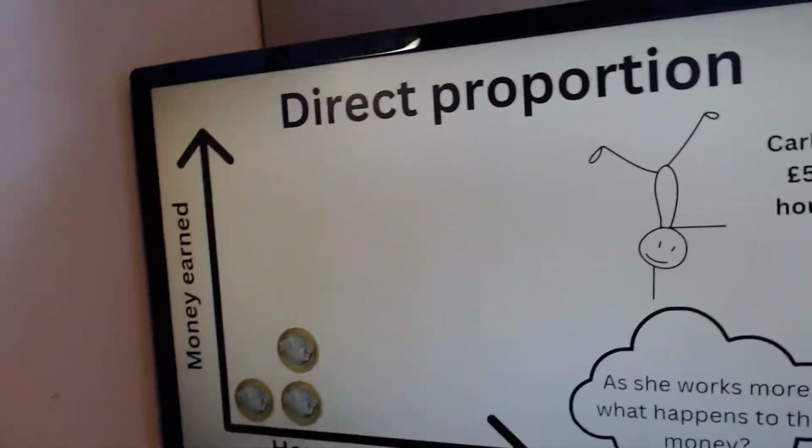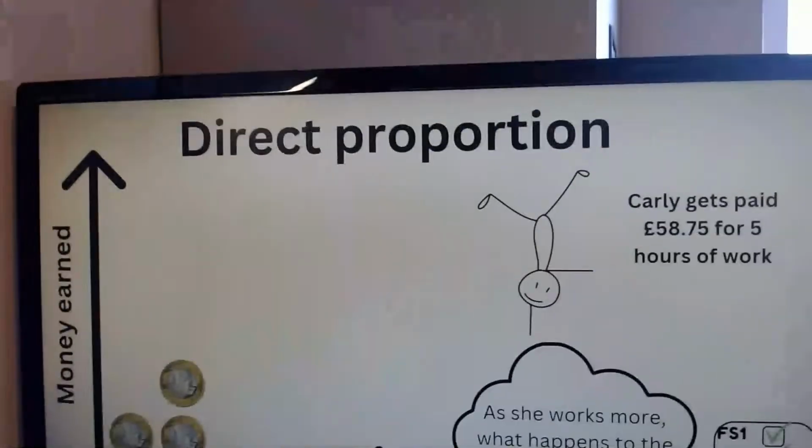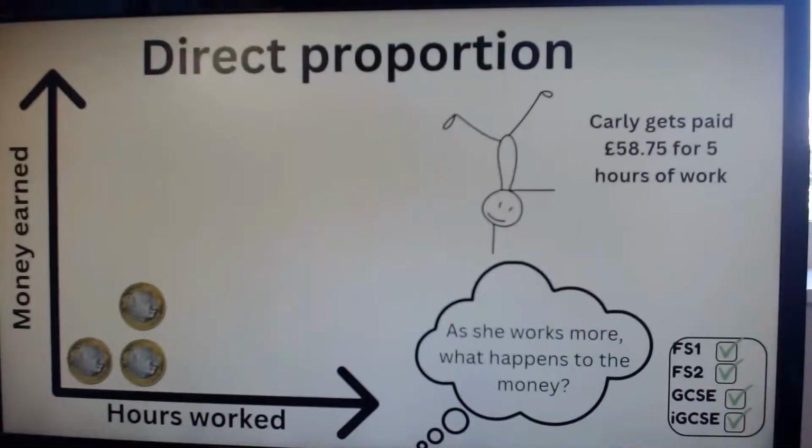We're back to Carly. Remember Carly? Remember how much she gets paid per hour? She was getting like £11.75 per hour, right? Carly's pretty chuffed about that. She's doing handstands about it. I've started a little graph for Carly showing roughly how much she gets paid.